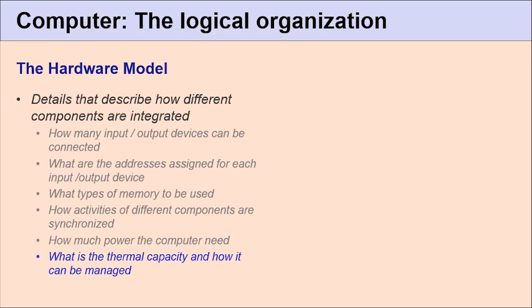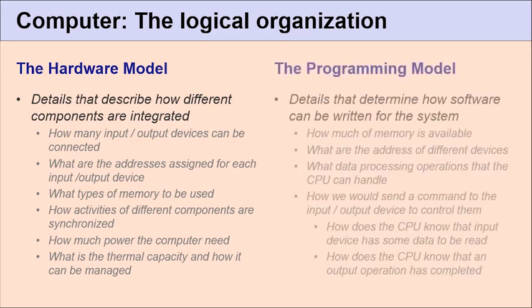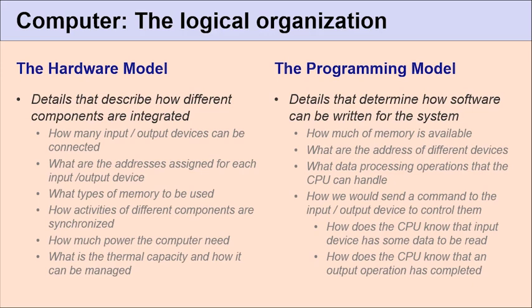All those hardware oriented parameters, which you need for the hardware circuit design, will be of concern to the hardware model. On the other hand, if you are writing software for the computer, you may not be concerned about most of these things. You may not be concerned about how much power the computer is going to consume, or how much heat it is going to dissipate. I mean, they are not the concerns of a programmer. But on the other hand, there are certain things that the programmer will need to be concerned about.